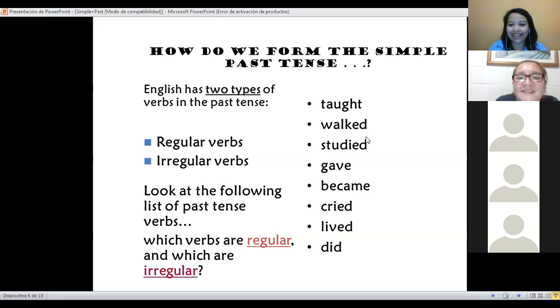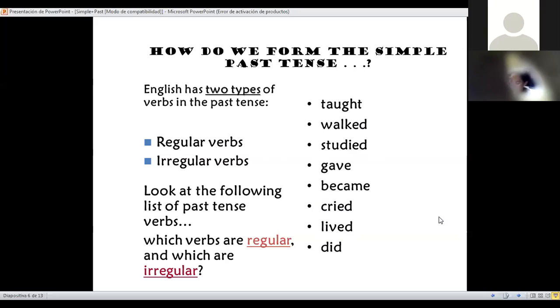Walker. Okay, thank you. Student. Walker. Okay, this one. Study. Exactly. Crying. This one. Okay, first, let's pronounce. Okay, regular verbs. Todos llevan ed, all right? Maybe pronunciation is a little different. So please repeat after me.